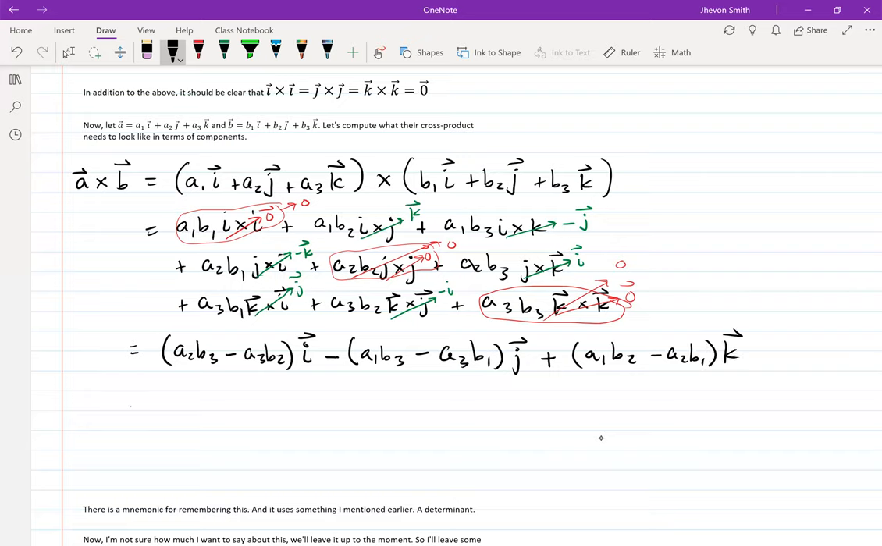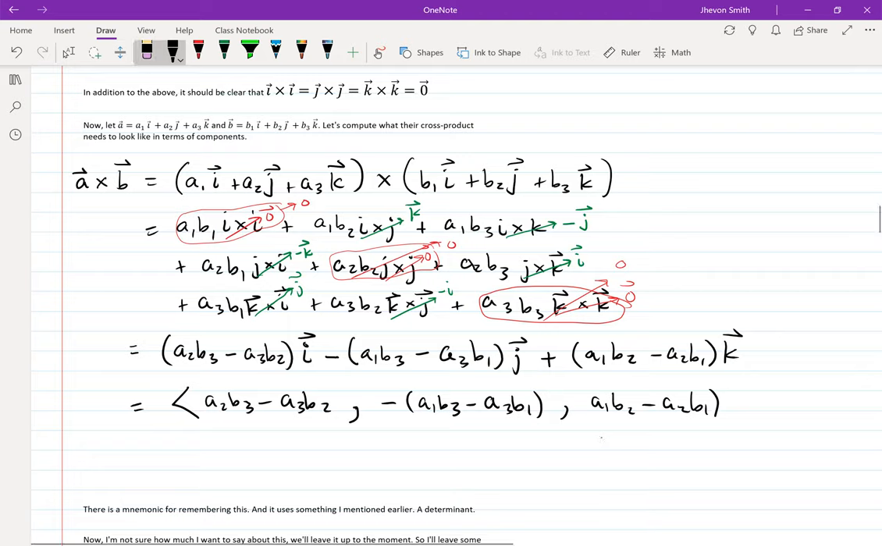And that, ladies and gentlemen, is your cross product in terms of components. It's going to be a2b3 minus a3b2, comma, minus a1b3 minus a3b1, comma, a1b2 minus a2b1. And that is your cross product.